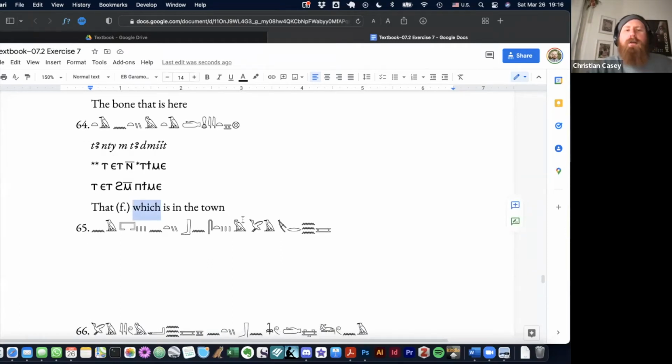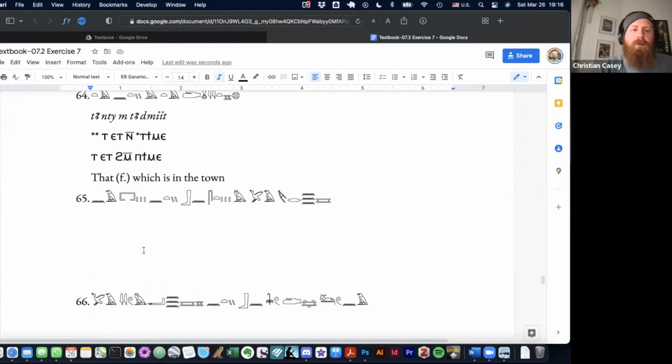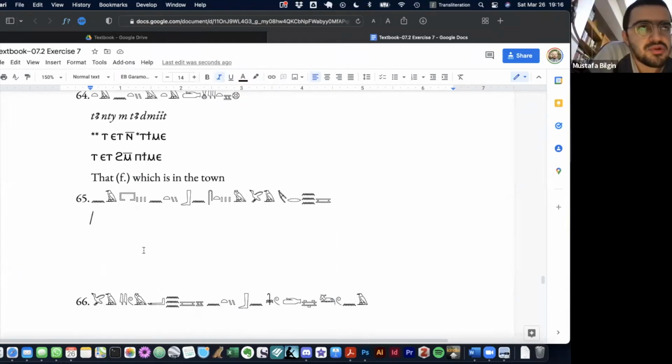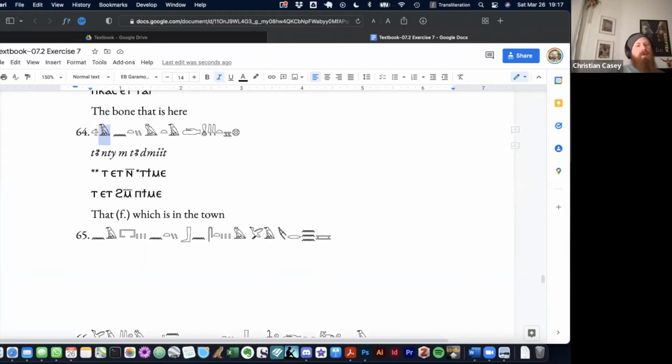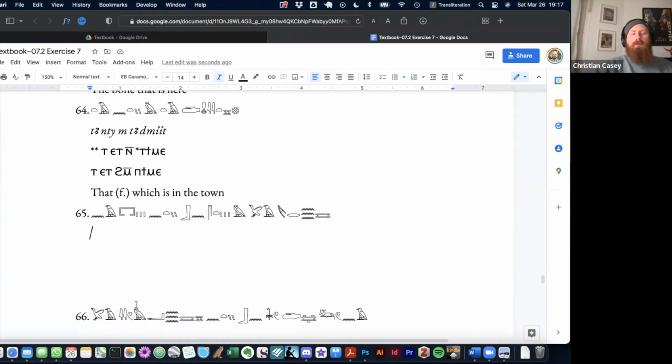It can be "that which is in the town" if it's referring to a feminine noun, or it can be "she who is in the town" if it's referring to an actual woman. I just guess because "ta" can also be an article and a demonstrative pronoun. It is specifically the article, but it's this weird usage of the article where it's just stuck onto a relative clause. The witch, literally, the witch is in the town. That's just the way Egyptian does it.